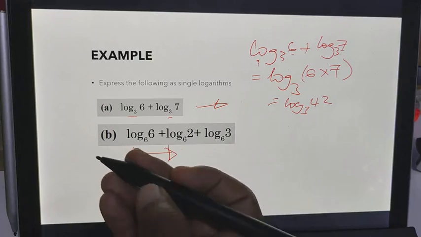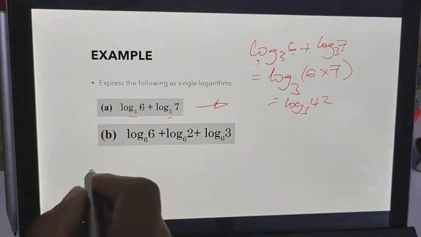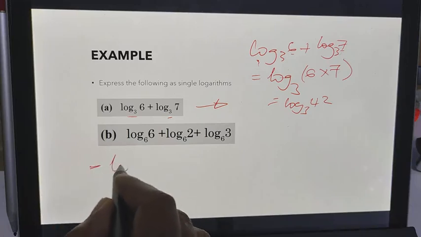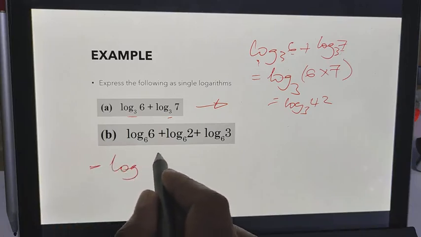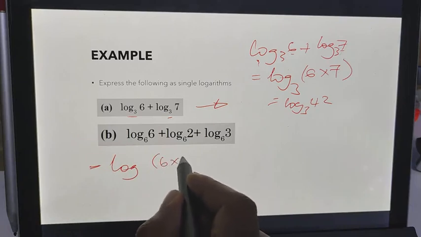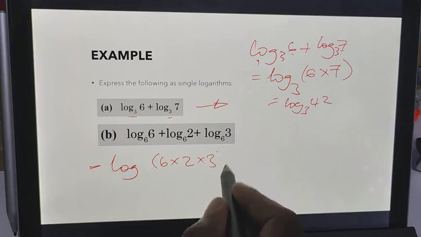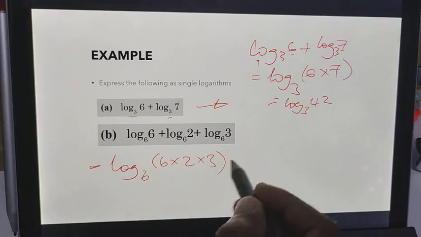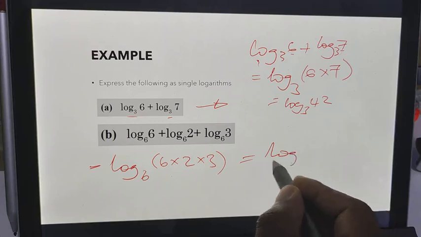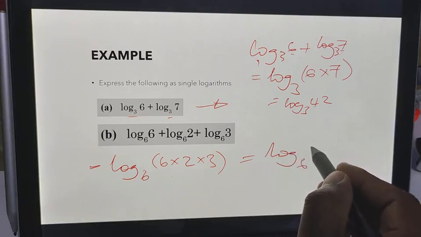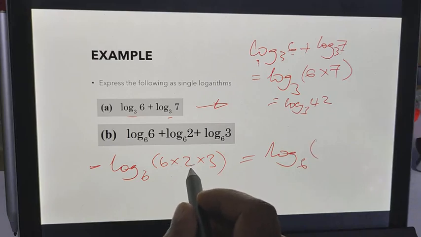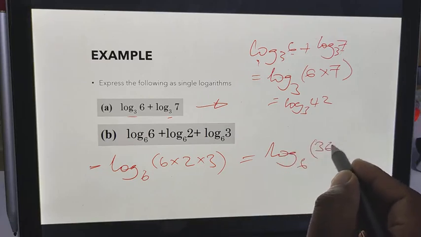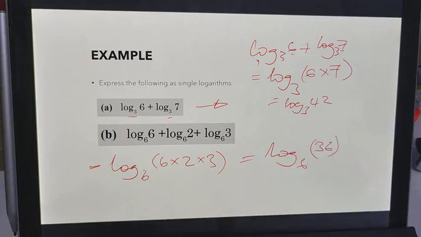Let's look at another example. Example B will be equal to log of 6 multiplied by 2 multiplied by 3. All are of the same base. So this one will be equal to log of 6 multiplied by 2, that's 12, and 12 multiplied by 3, that's 36. That's how we solve those ones.